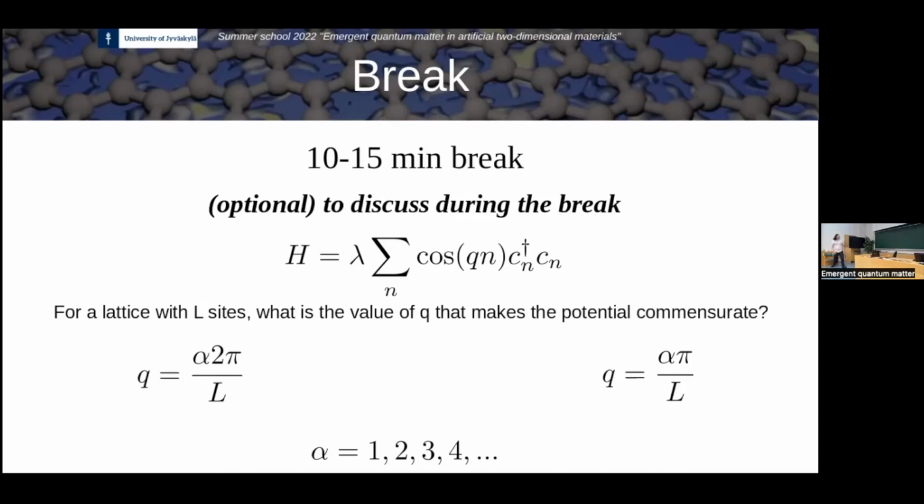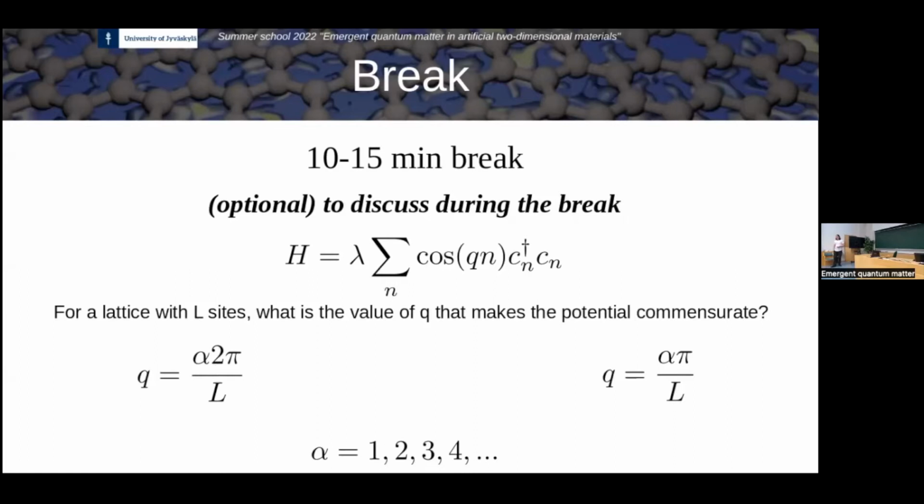So before we continue with the next part, let me ask you, we have some time to think about which was the correct. So you want to create a commensurate potential from this Hamiltonian. By commensurate, I mean that the potential repeats in space at some point for a unit cell of size L. Which one of the two vectors would you take? The first one or the second one? So, any thoughts about it?